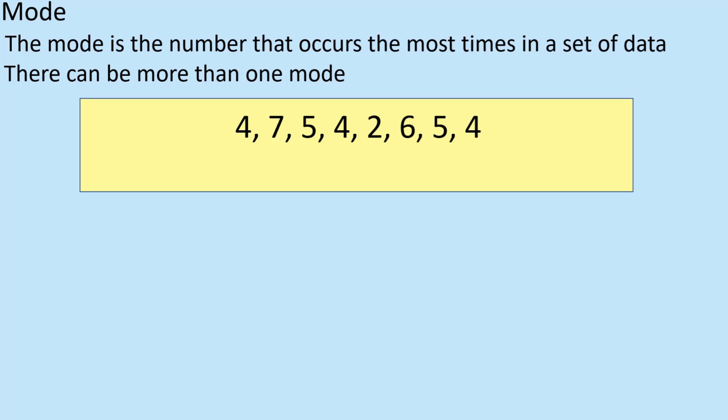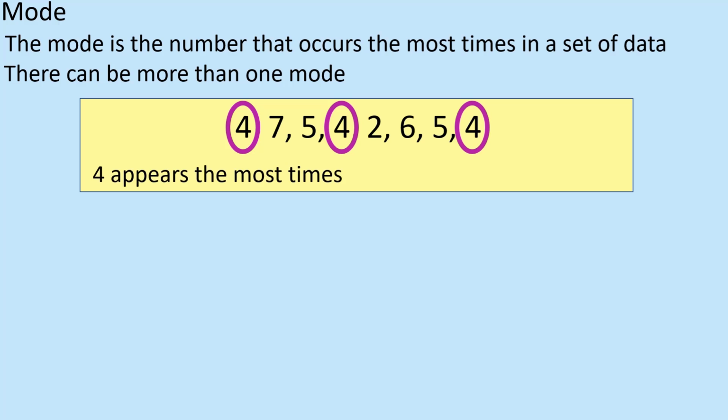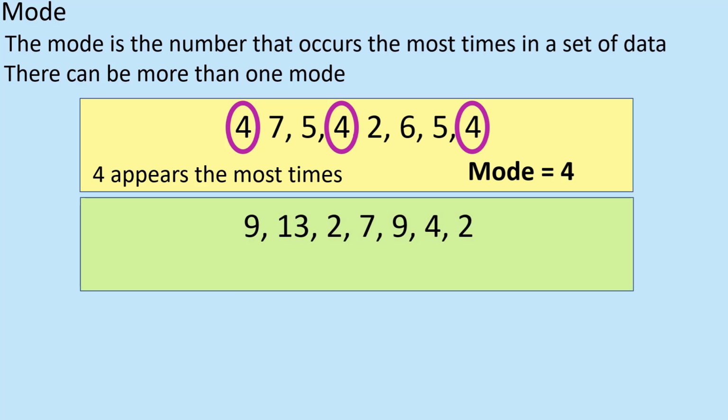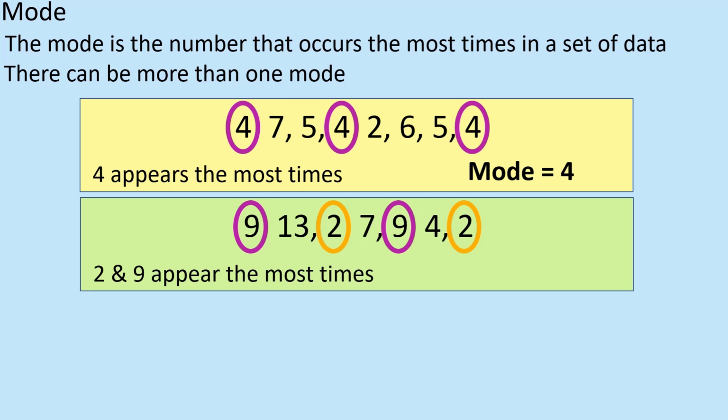So looking at this set of data, I've got 4, 7, 5, 4, 2, 6, 5, 4, so which one appears the most times? Of course it's 4, so 4 is the mode, as it appears the most times. What about this one? Well, I'm looking at it very carefully. I've got 2 2s and 2 9s, so that means my mode would be 2 and 9. So 2 and 9 appear the most times, so I've got 2 modes in that particular case.